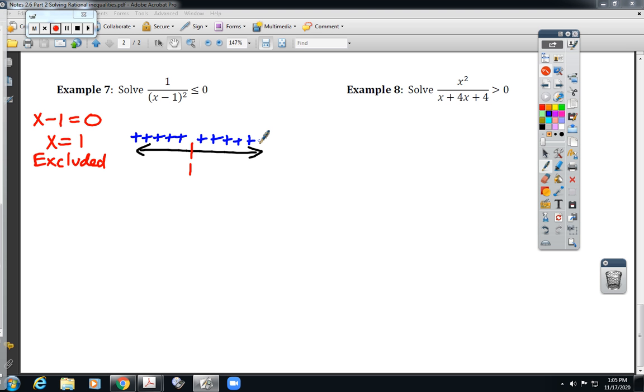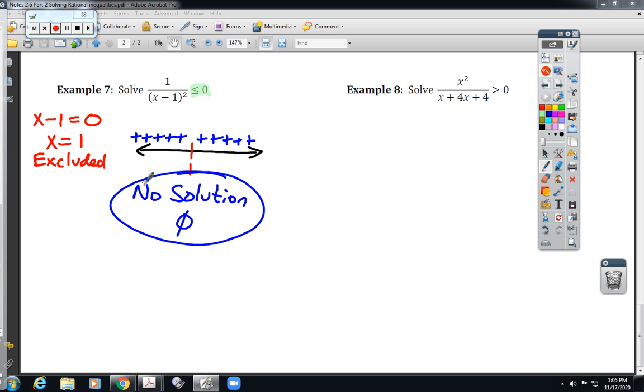Then we ask ourselves the very simple question, when is the graph less than or equal to 0? Well, that would be negative, and the answer is it is never negative or equal to 0, so that is no solution.